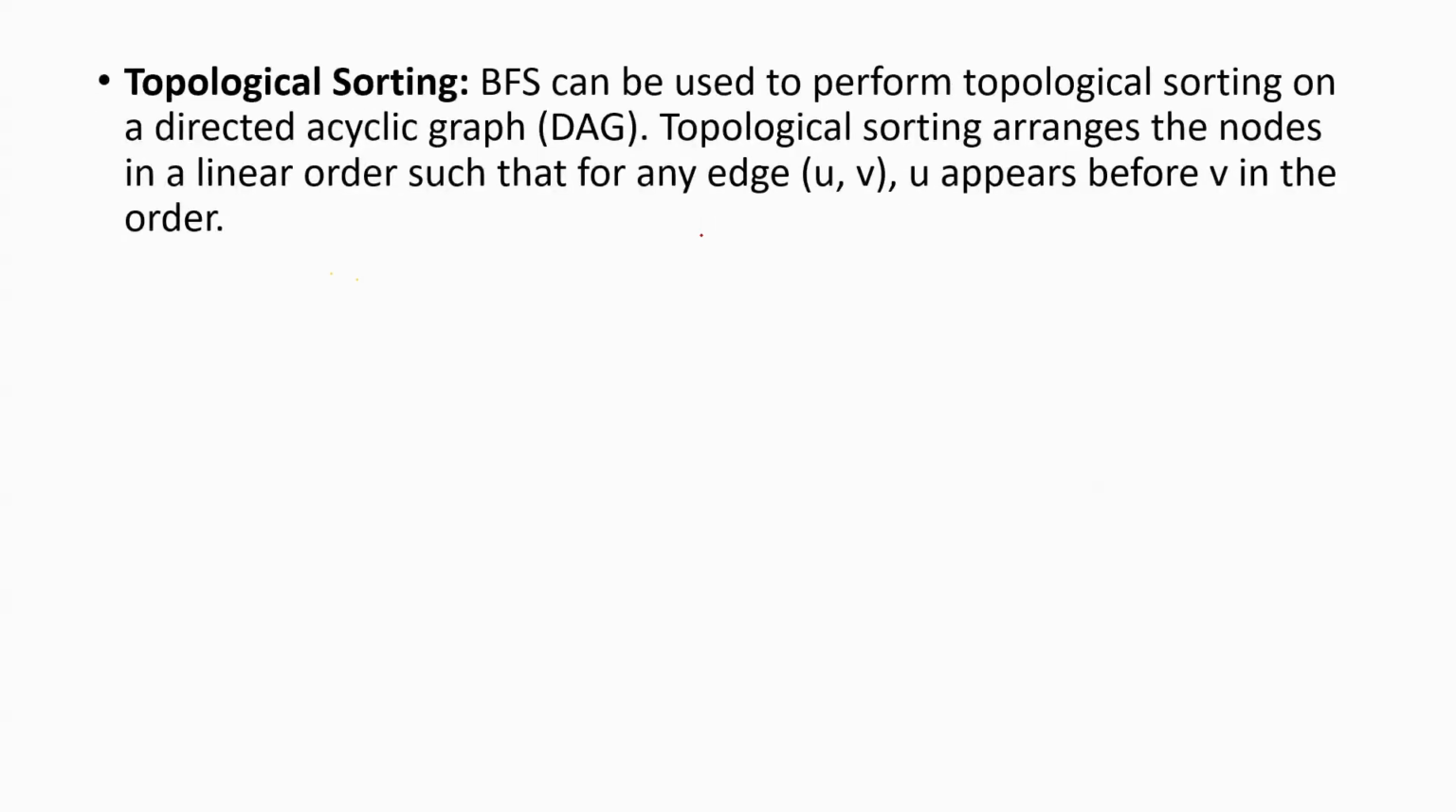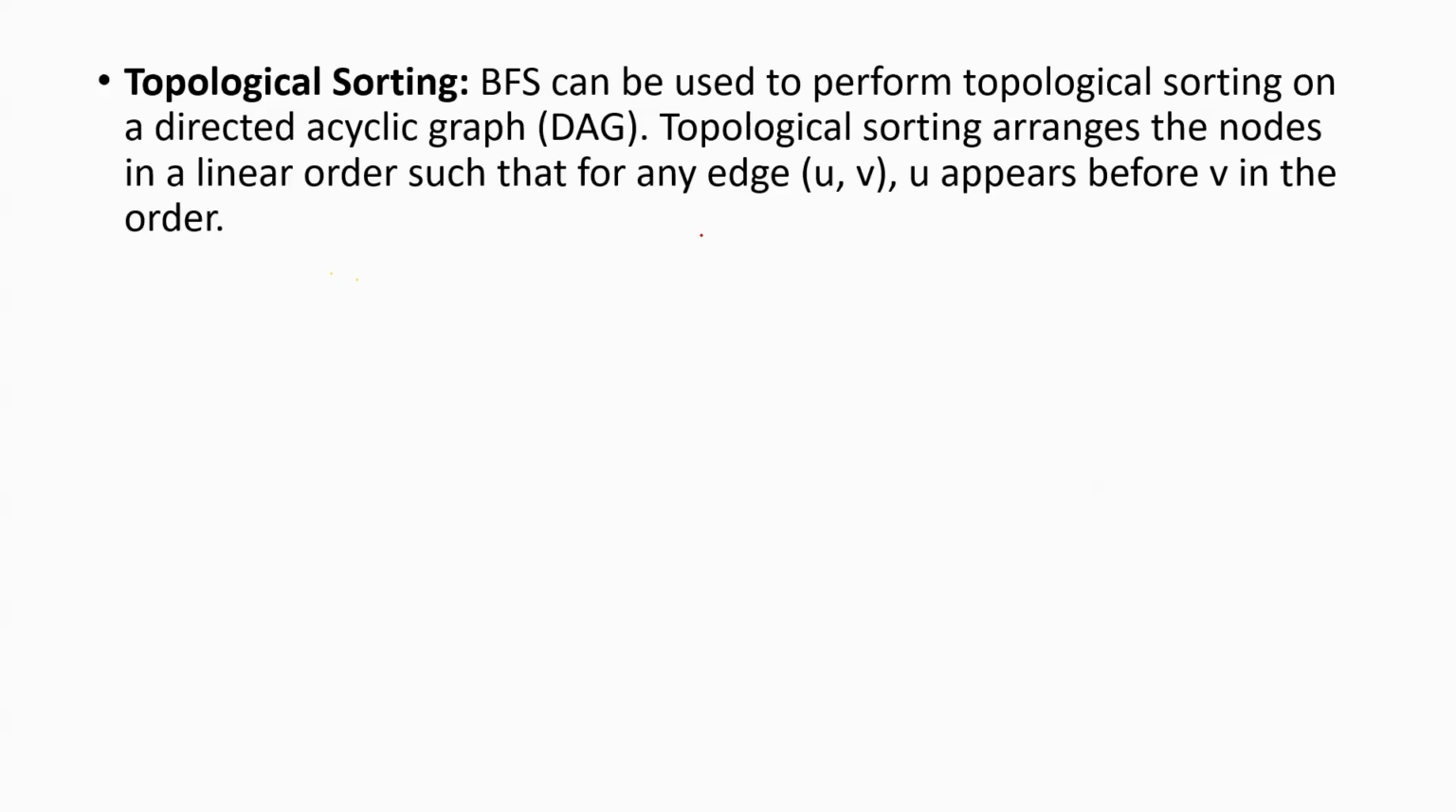So we have topological sorting. BFS can be used to perform topological sorting on a directed acyclic graph, a DAG. Topological sorting arranges the nodes in linear order such that for any edge UV, U appears before V in the order. So we can say that it sorts the nodes in a DAG, a directed acyclic graph, such that for every directed edge U to V, U comes before V.